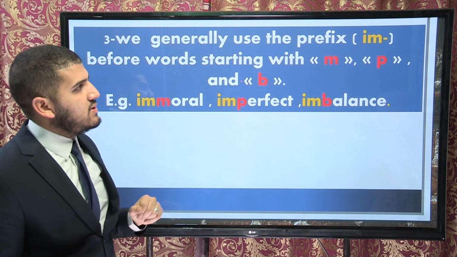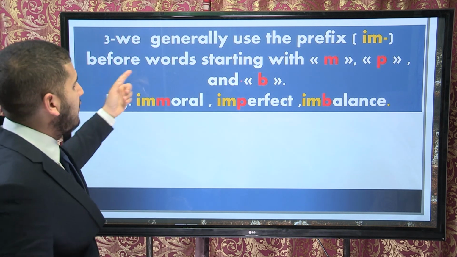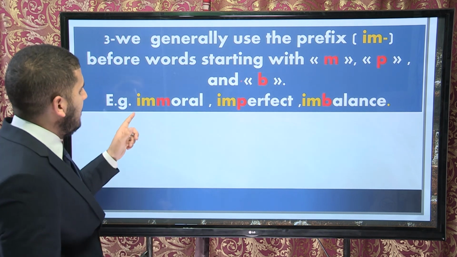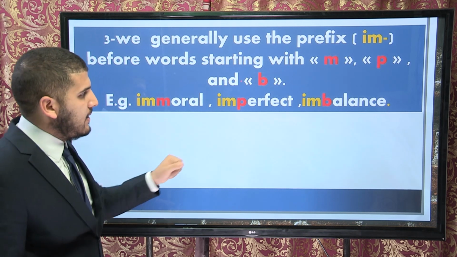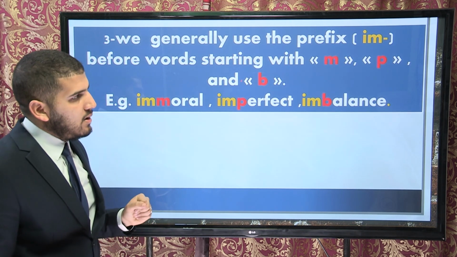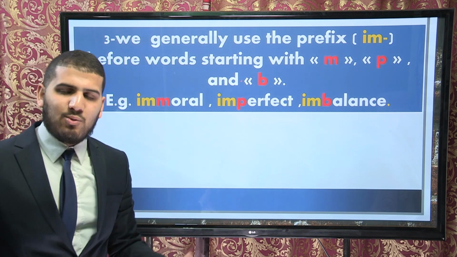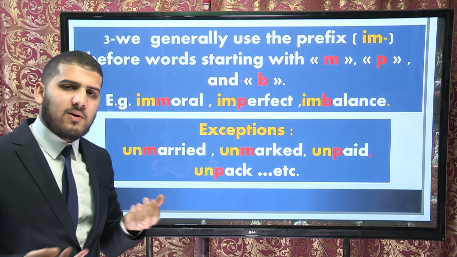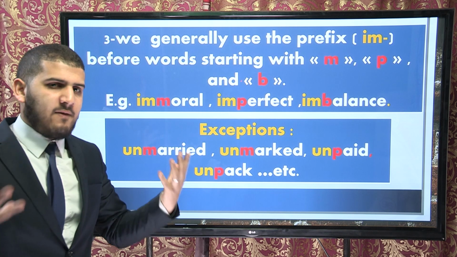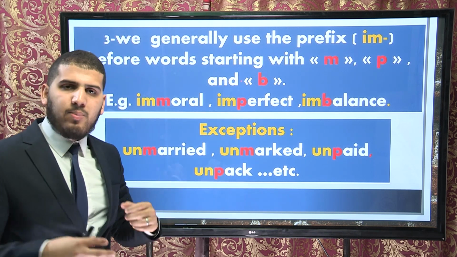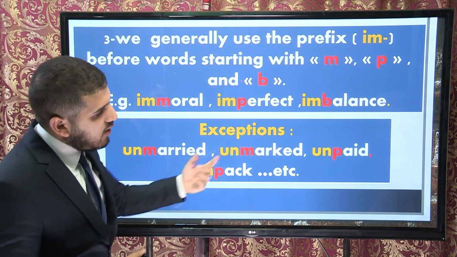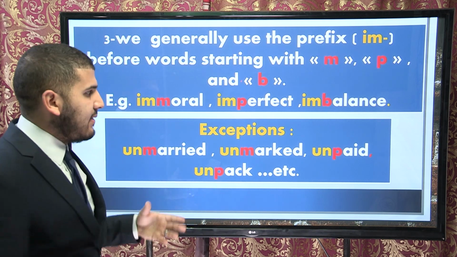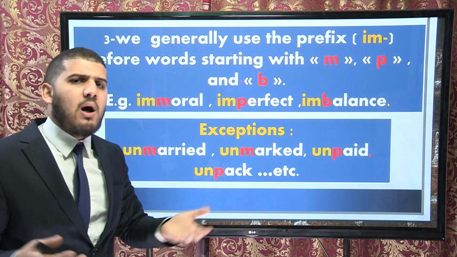Let's move on to the third rule. We generally use the prefix im before words starting with m, p, and b. Examples, moral, immoral, perfect, imperfect, balance, imbalance. Once more, we have some exceptions. So, married, the opposite of married is unmarried, though we have m. Marked, the opposite of marked is unmarked. The opposite of paid is unpaid. And the opposite of pack is unpack. These are some exceptions that you need to memorize.